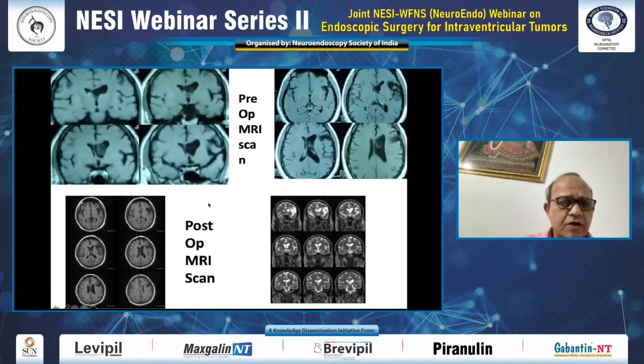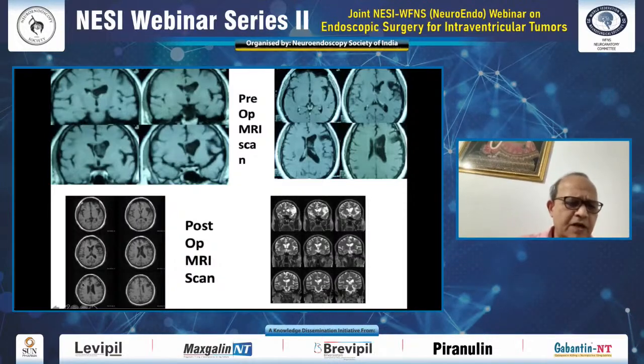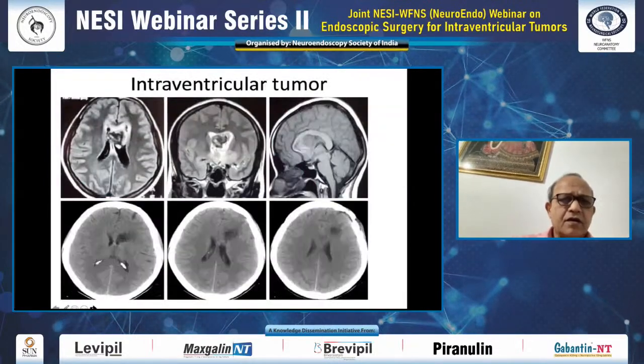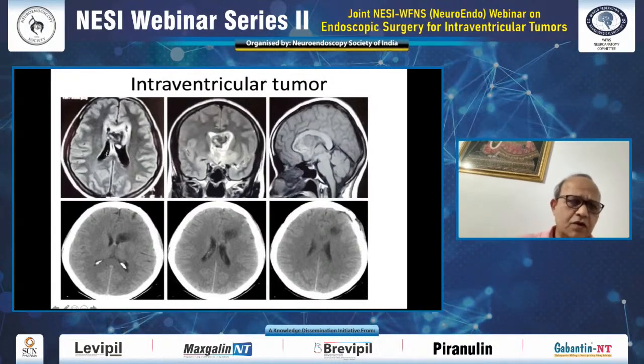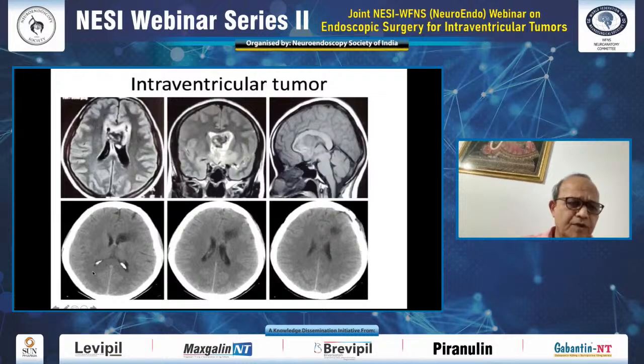This was pre-op and post-op of subependymoma, and another intraventricular tumor which was operated in one of the workshops, complete excision.